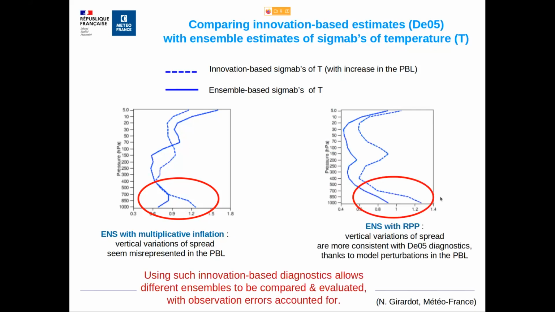And this is interesting to compare with the right panel, which displays the case of an ensemble that includes random model parameter perturbations, including at low levels, in order to represent the model error contributions. So in this case, we can see that the general vertical variations of the specified and diagnosed sigma b's are consistent with each other, with this increase in the low levels in particular, thanks to the model perturbations in the boundary layer. So in other words, using such innovation-based diagnostics allows different ensembles to be compared and evaluated with observation errors accounted for. This has been provided by Nicole Gerardo at Météo-France.